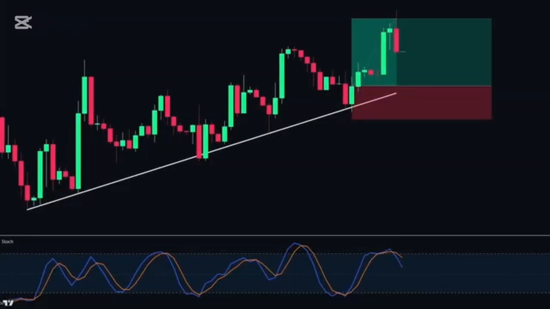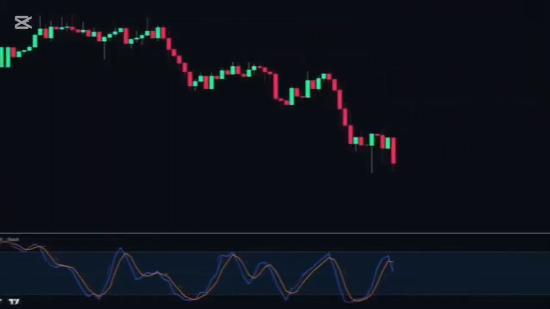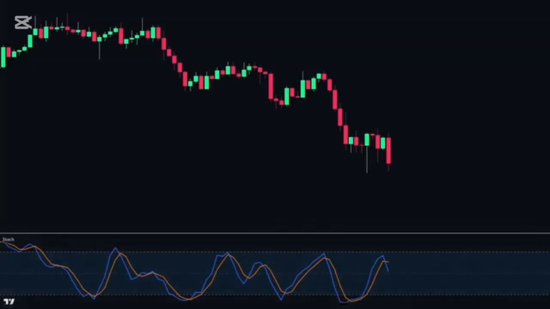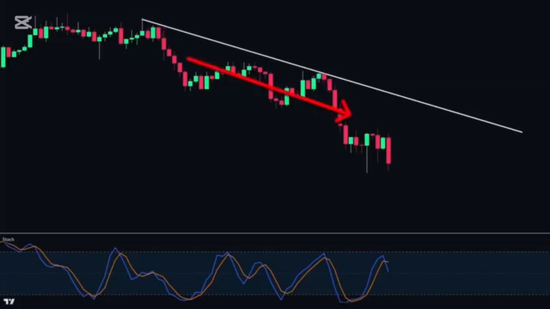So the key to this strategy is simply using stochastic as extra confirmation for our trade, so that we don't blindly enter trades when price touches the trend line. Let's look at another example. In this chart, we already have our stochastic with the custom settings applied. Next, we can see an obvious trend line that we can draw at these swing highs, so just draw it right there. Now, since the overall trend is heading down, the setup we're looking for is price bouncing off this trend line to the downside.